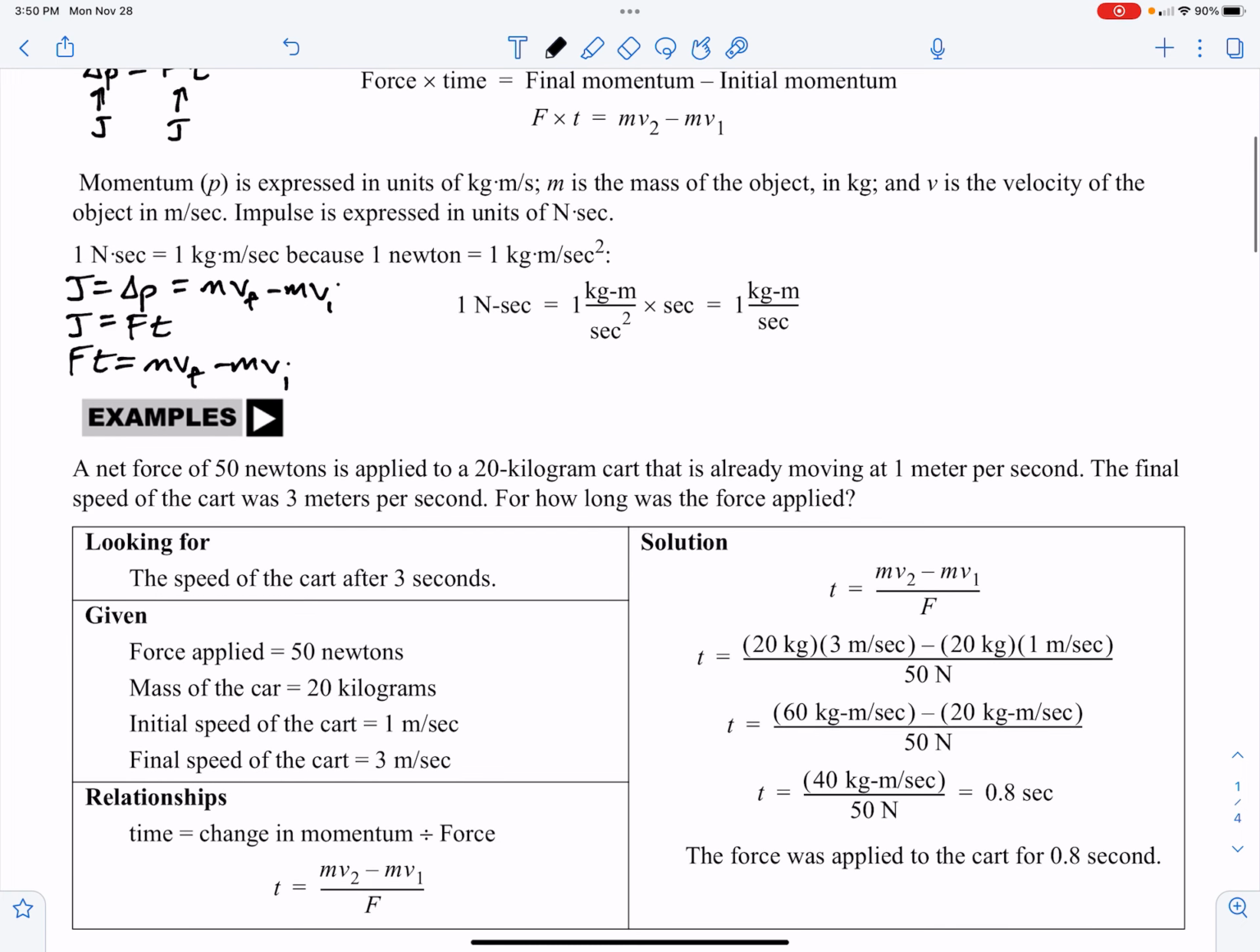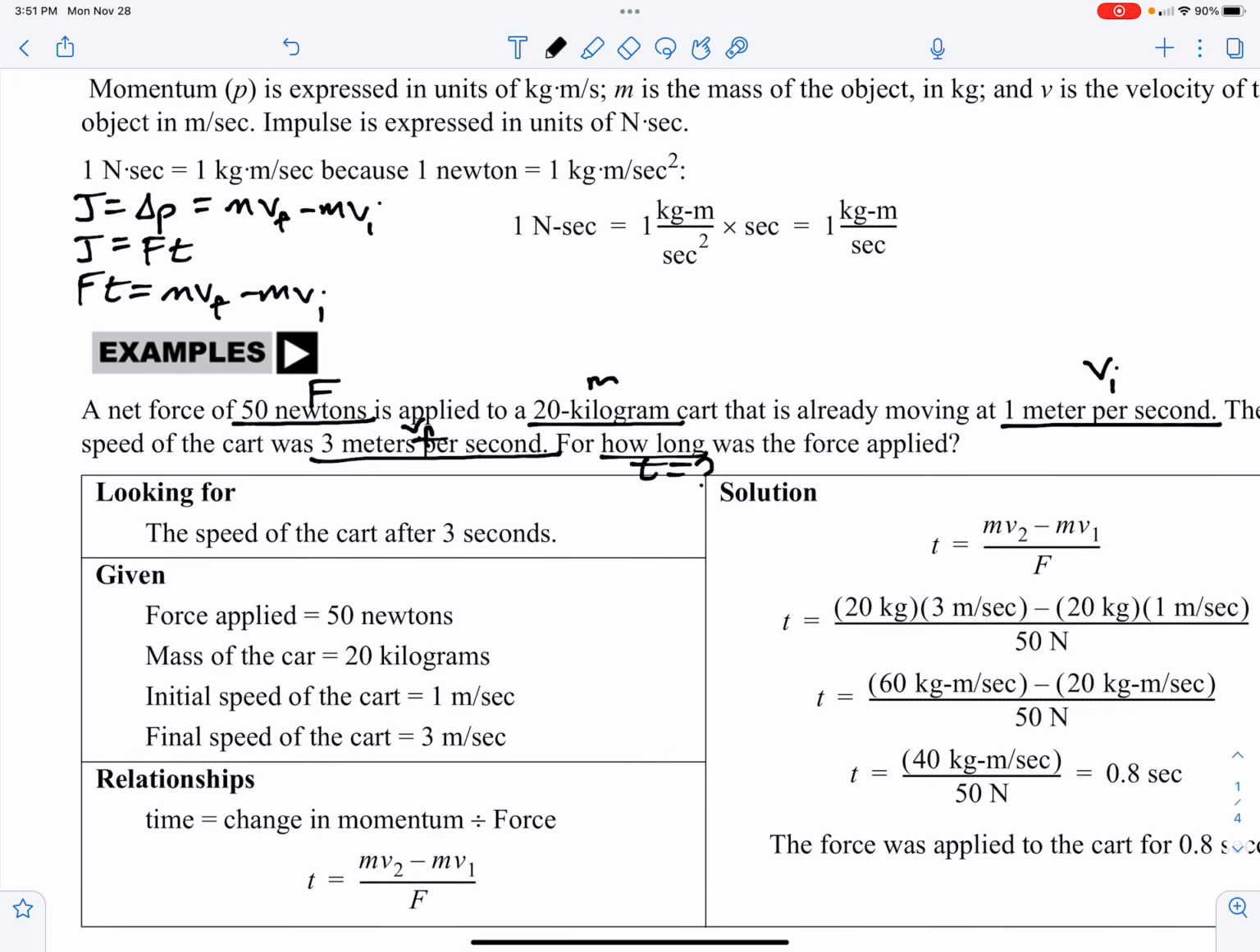If we take a look at the example that's provided here, we have a 50 Newton force applied to a 20 kilogram mass. The cart is already moving at 1 meter per second. That's its velocity. It says the final speed is 3 meters per second. That's also velocity. And we're looking for how long, which is time. Well, since you have two different velocities, that makes this the initial velocity and this the final velocity.